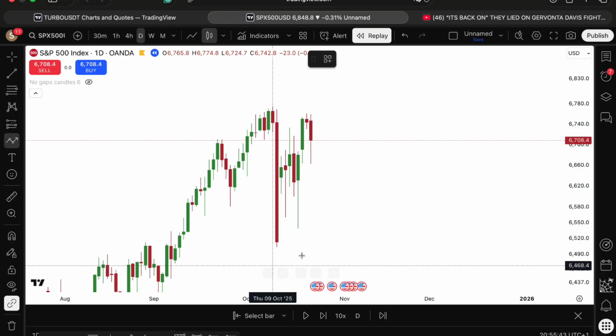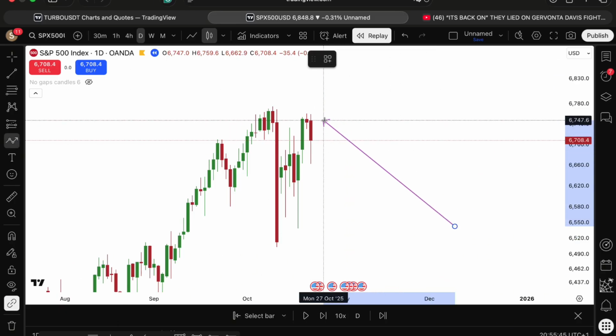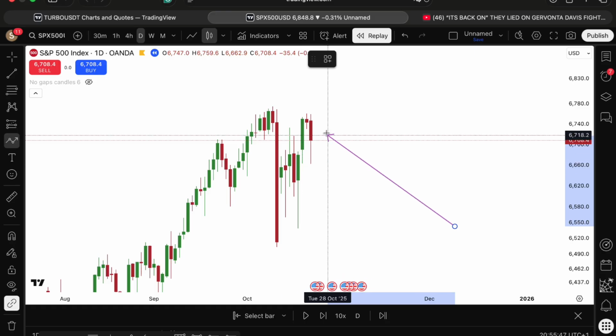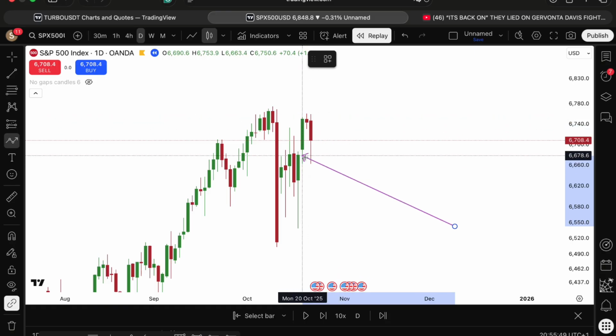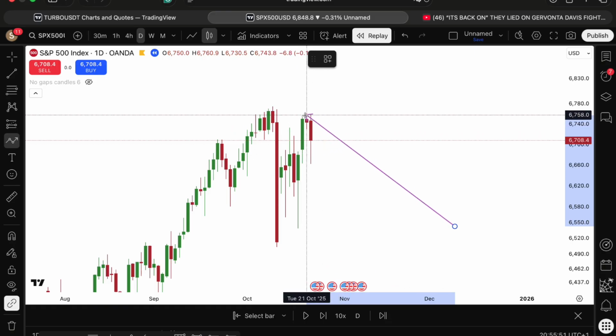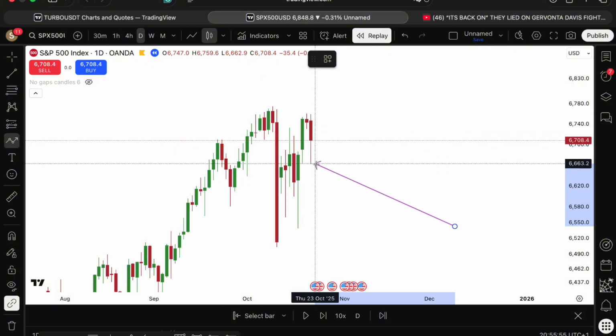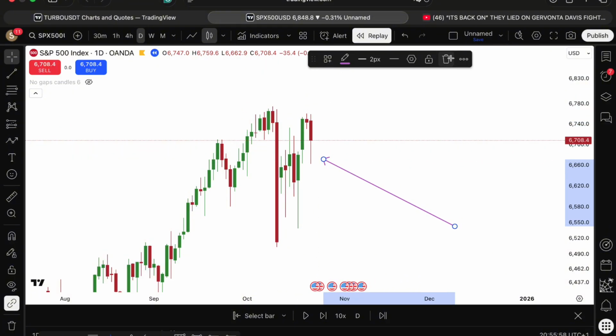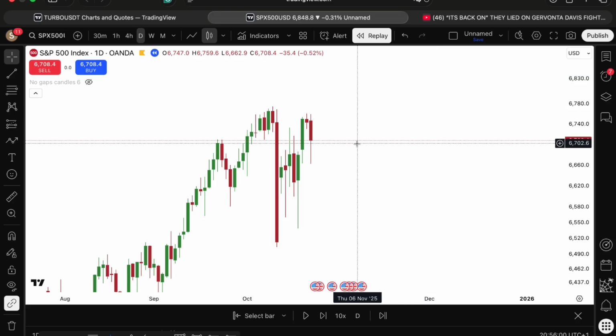After we identify the impulse, we want to identify our retracement. The rule to the retracement is it should be all one color and at least two daily candles close. So now we have a valid impulse and a valid retracement.